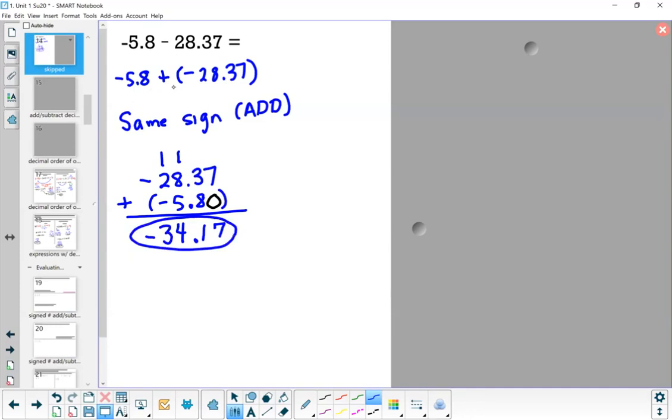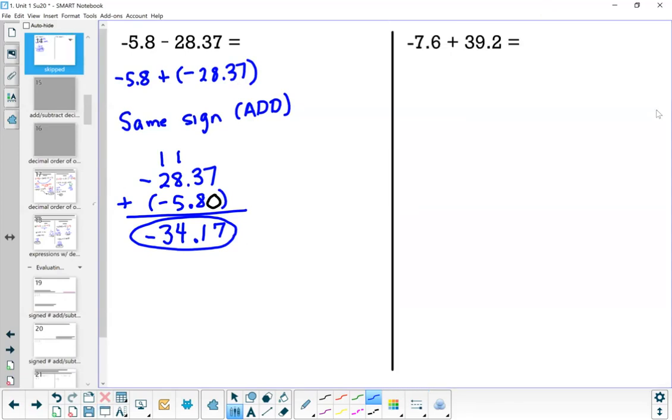All right, so we had a bill plus a bill, so we got a bigger bill, negative 34.17. All righty. We look at the second question. We have a negative plus a positive. Opposite signs. So essentially we need to subtract.